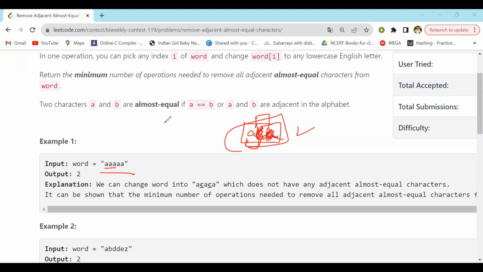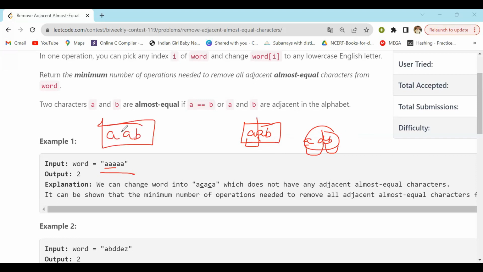Rather, if we would have done a single operation, a better answer would have been A, D, B. Like if we would have changed this A to D, right? A and D are not almost equal. D and B are also not almost equal. So this sounds like a better operation. So how should we do this? In my opinion, A, B, correct?